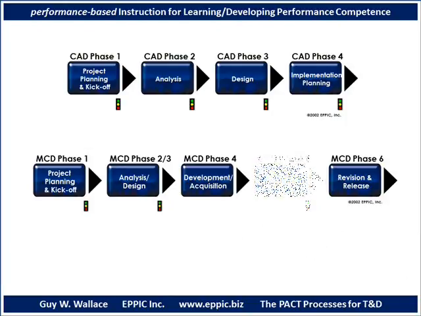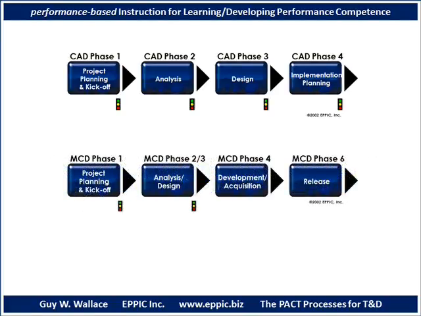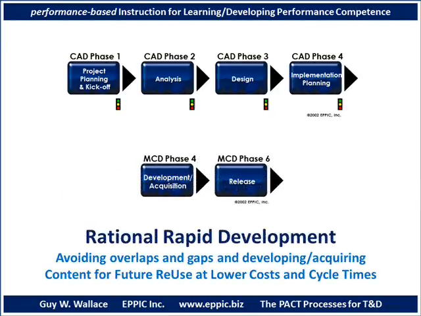Often, pilot testing isn't necessary. It depends on the risks and rewards of the content and its accuracy, completeness, and appropriateness. The goal, of course, of a curriculum architecture design is to lead to rational rapid development, avoiding overlaps and gaps in the content to be produced, and acquiring content for future reuse at lower costs and cycle times. The PACT processes is not only all about performance, it's all about content reuse as appropriate, as is or after modification.